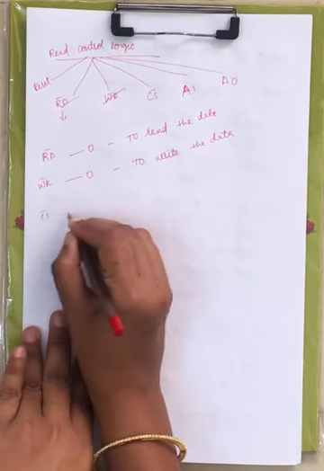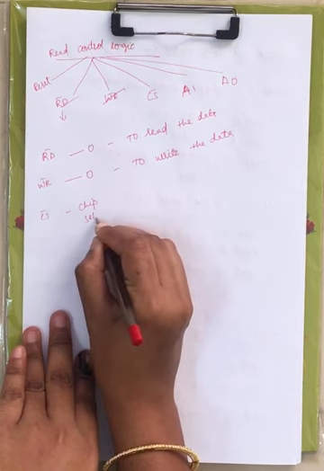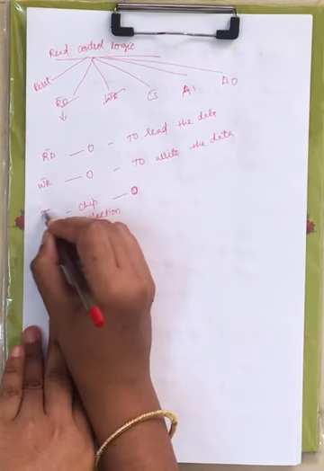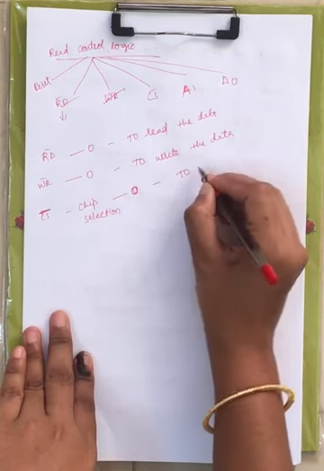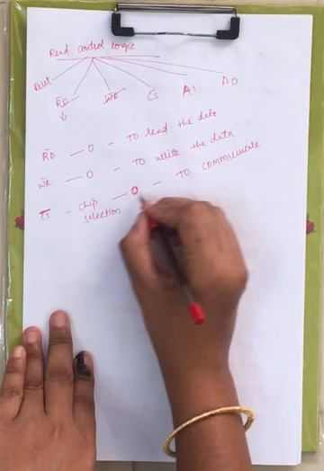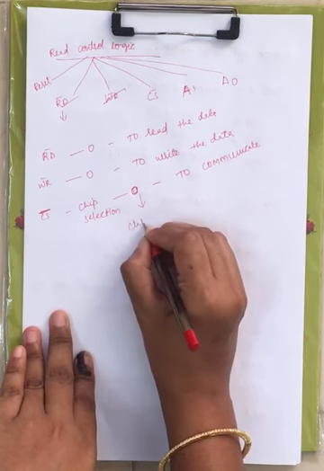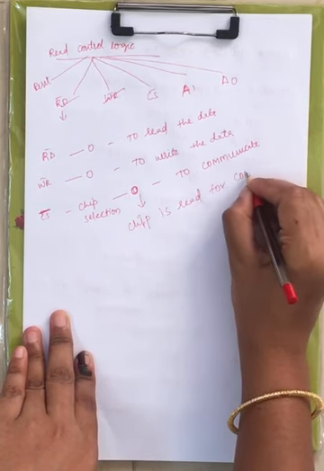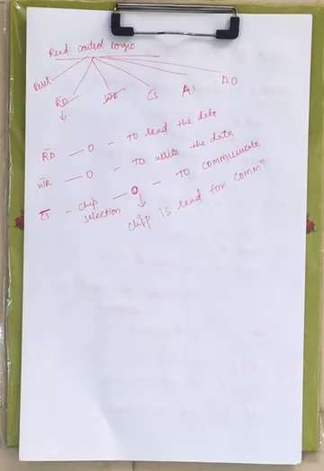Now coming to CS. What is CS? Chip selection. This is also included under memory chip. Since it is a bar, this should be logic 0 in order to communicate. When chip selection is 0, that indicates the chip is ready for communication. That means 8255 is ready for communication.